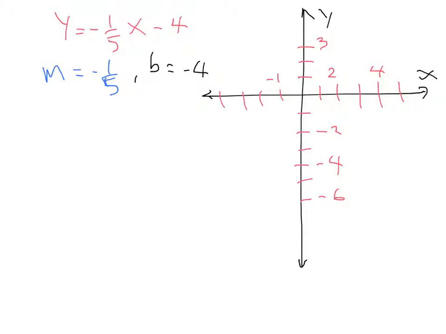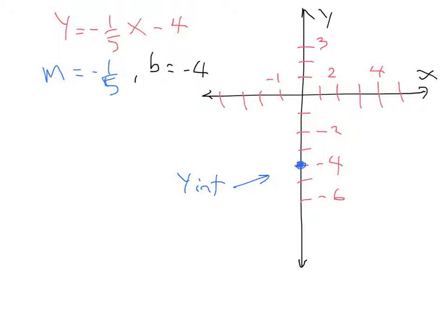So now I brought over here my equation, which is y equals negative 1/5 x minus 4. From there I got my slope, whatever is in front of the x. After that, that's my y-intercept. When I'm plotting, the first thing I do is plot the y-intercept, which is negative 4. I go to my y-axis, where y is equal to negative 4, which is right here. That's your y-intercept.